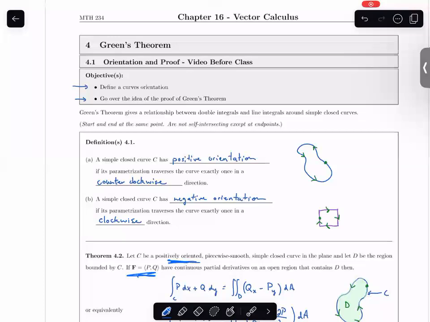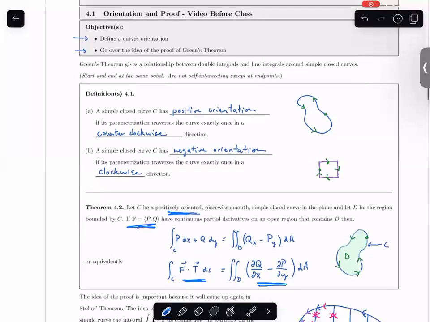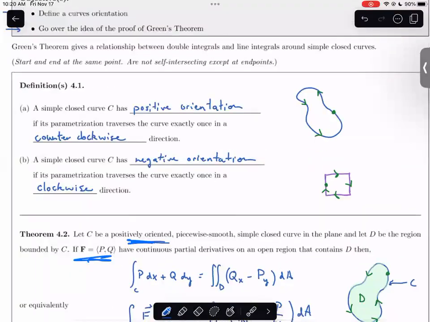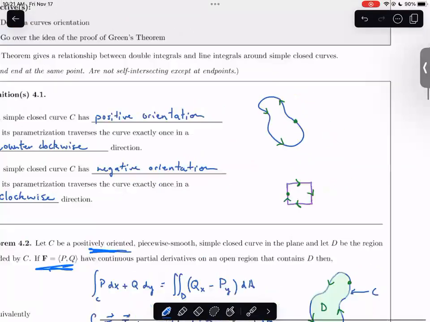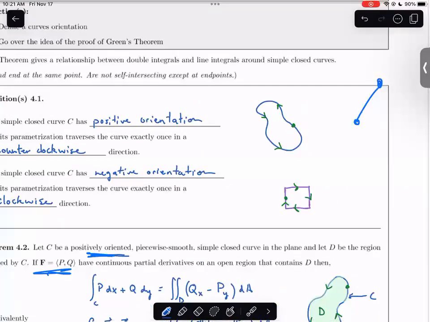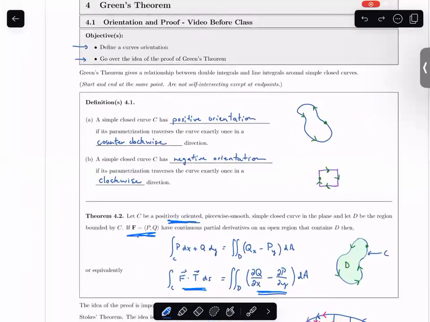For Green's theorem, you need to define orientation, which in 2 dimensions really isn't so bad. There's positive orientation, which we define as going around in a counterclockwise direction. And then there's negative orientation, which we define as going around in a clockwise direction. Of course, this only makes sense if your curves are closed. If you just have a line segment or something like this, it doesn't really make sense to say I'm going to go around the line segment in a clockwise or counterclockwise direction. So you really need a closed curve in order to have these orientations make sense.